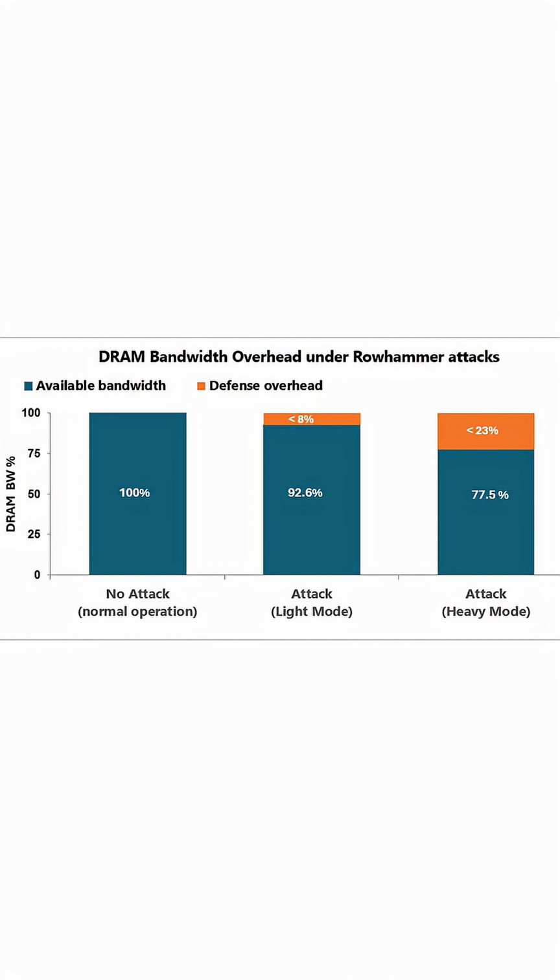After a while, if it gets suspicious about a particular row of memory being attacked, then it kicks in a slightly higher level of mitigation and checking of what's going on, and that can change the bandwidth, lower it by about 8%. And then if it's really certain, it goes into the full defensive mode, and that does drop the bandwidth by about 23%. But you only get to that when an actual attack is happening. When the system isn't under attack, there's 0 impact on that.